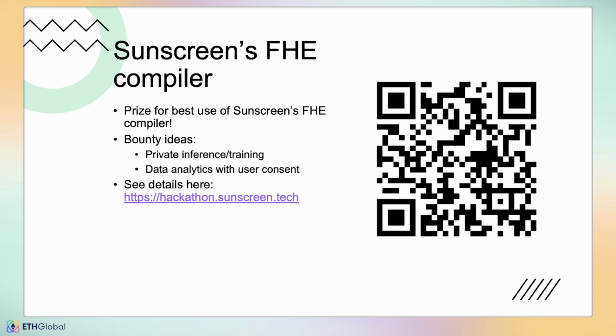For private inferential training, you can imagine having a neural network that runs homomorphically over encrypted inputs, producing an encrypted output. For data analytics, you can imagine having an application whereby you want to compute some statistics over user data without compromising user privacy. For a full list of hackathon ideas, go to hackathon.sunscreen.tech, or pause the video and use the QR code on the right. And now I'm going to turn over to Sam, who's going to talk about some of our on-chain bounties.